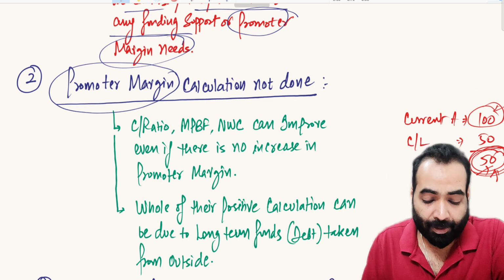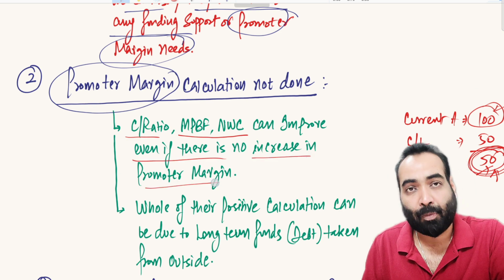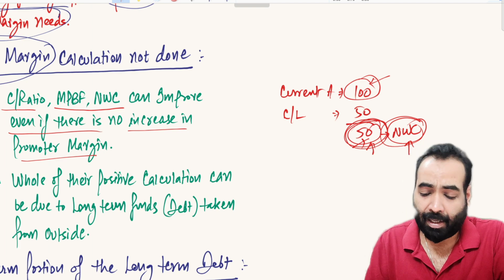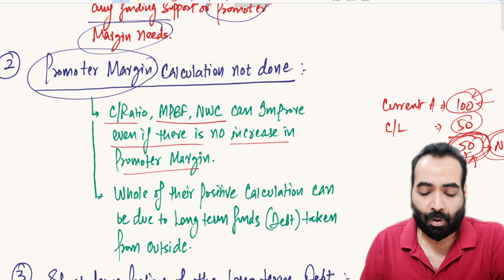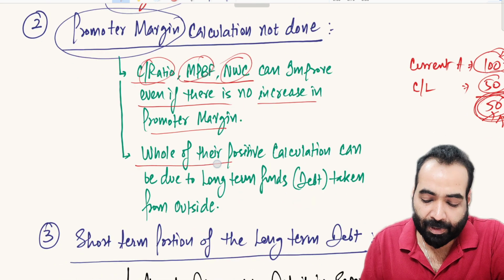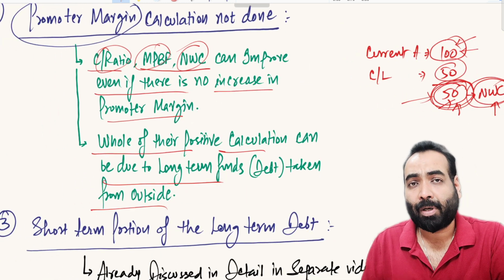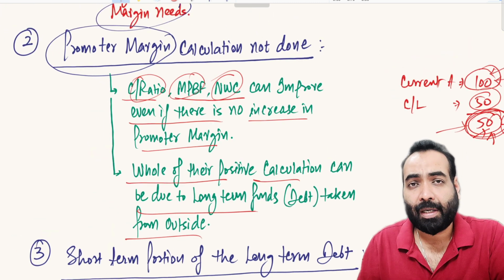and NWC. Current ratio, MPBF, NWC can improve even if there is no increase in promoter margin. As I have already told, you can take LAP of 10 years and invest the amount in current assets or repay the current liabilities. All these three things will improve, right? The whole of their positive calculation, the positive NWC like here 50 rupees, can be due to the long-term funds taken from the outside. So promoter margin calculation is technically ignored, but there is a solution to it. I will be discussing the solution in the upcoming video.